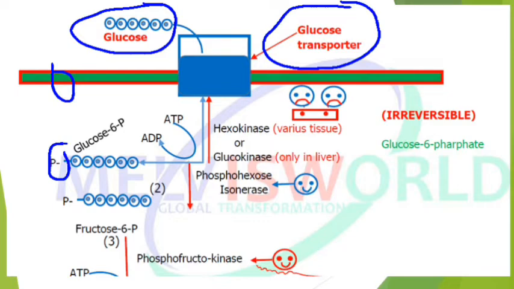Now, after then, the next step, as you can see here, there is another enzyme here, phosphohexoisomerase. What does it do? Glucose phosphate being formed by the attachment of a phosphate group by either hexokinase or glucokinase to the glucose molecule is being isomerized.